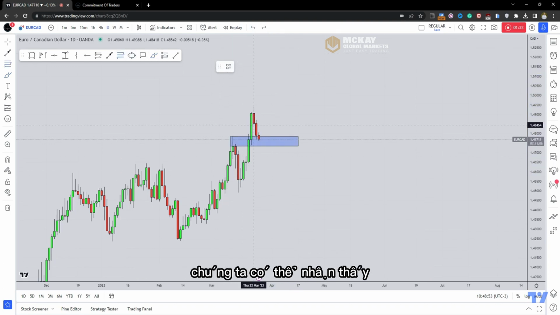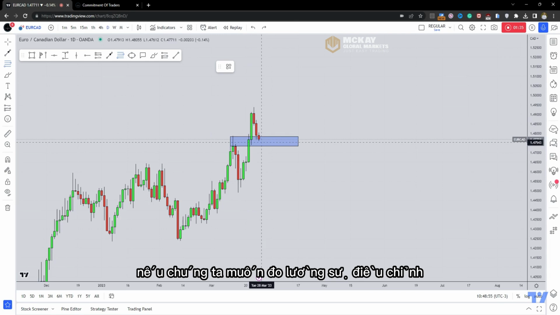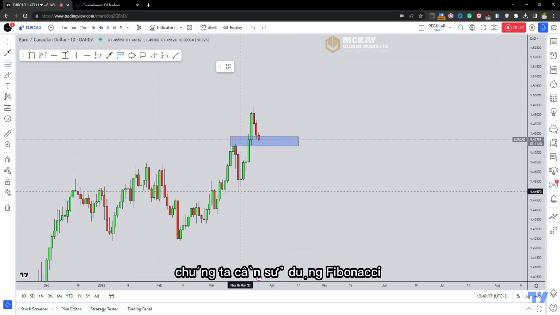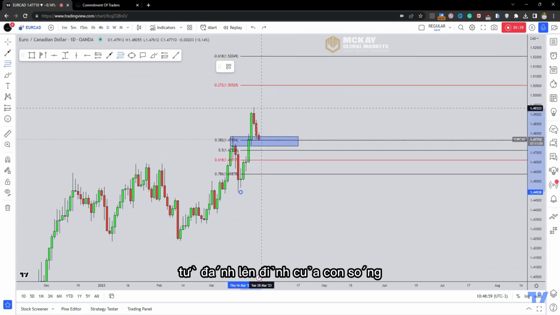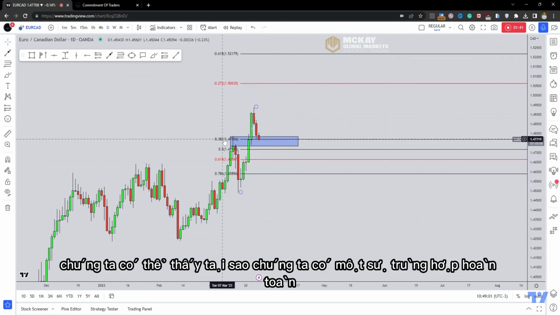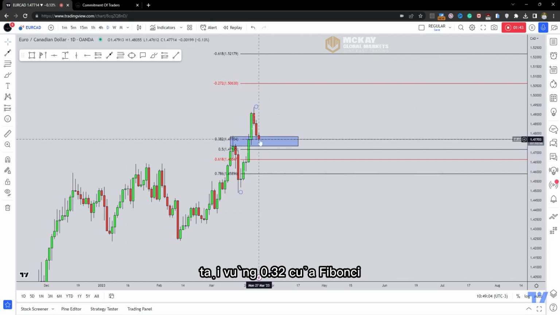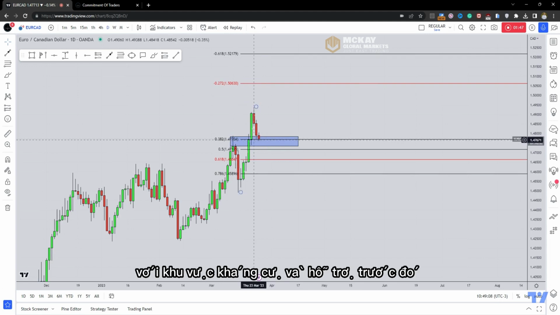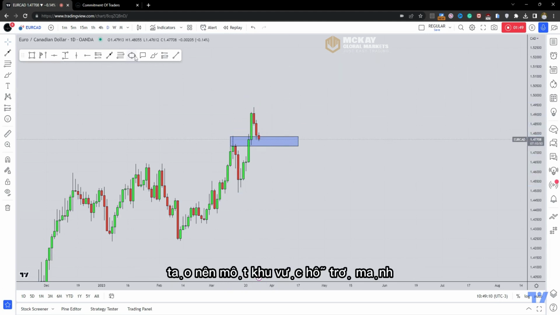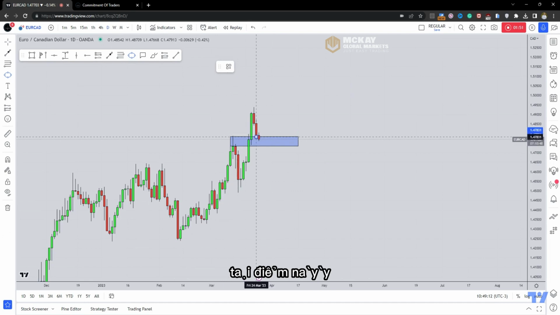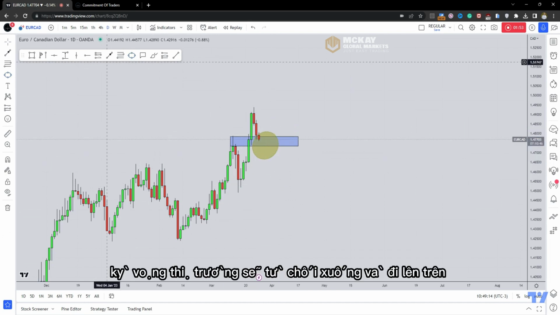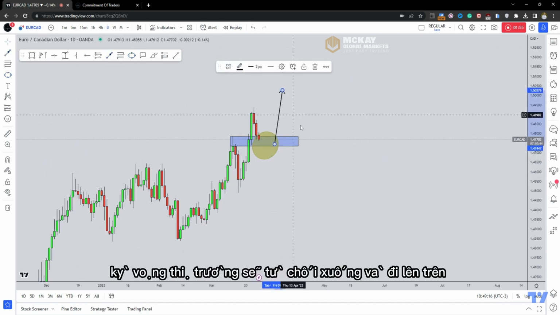We can also notice that since we have an impulse, if we want to measure the correction, we have to take our Fibonacci from the low to the high of the impulse. And if we do that, we can see how we have a perfect 0.32 Fibonacci retracement lining up exactly with the previous resistance turn support, creating confluence of support at this level, which we could in fact expect this market to want to reject to the upside.